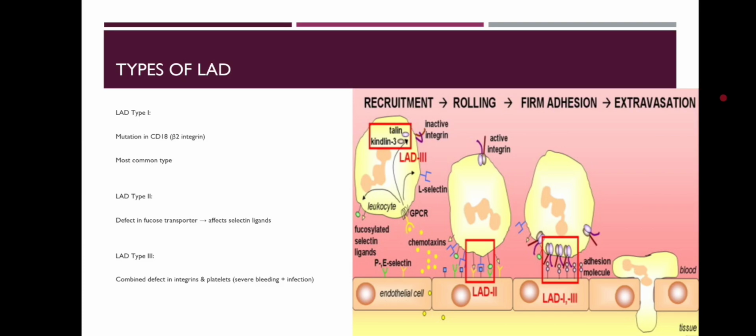LAD type 2, this type involves a defect in a glucose transporter, leading to impaired synthesis of selectin ligands such as Lewis X. This primarily affects the initial rolling of leukocytes along the vessel wall. Last but not least, LAD type 3, caused by a defect in kindlin-3. This type impairs the activation of all integrins, affecting both leukocyte adhesion and platelet function. This leads to severe infections and a bleeding tendency.